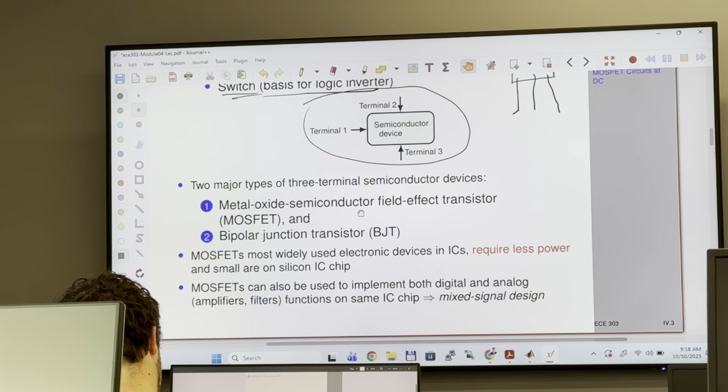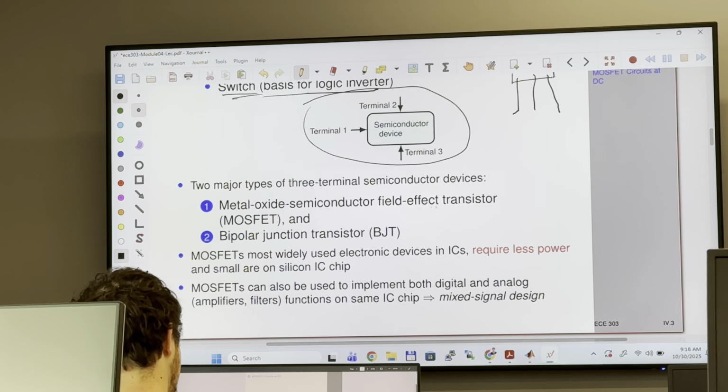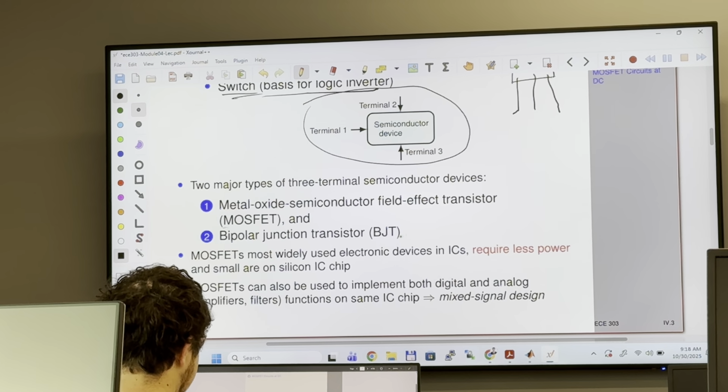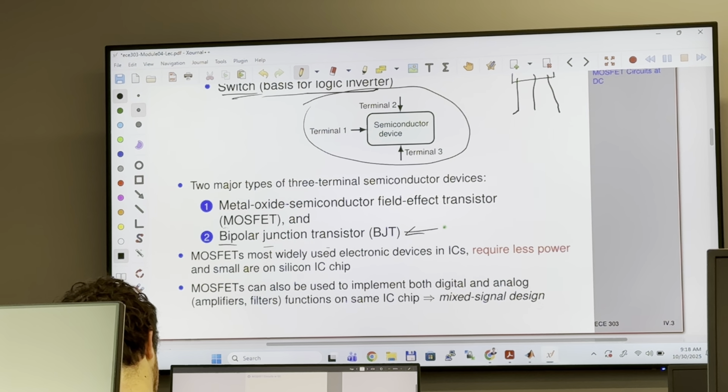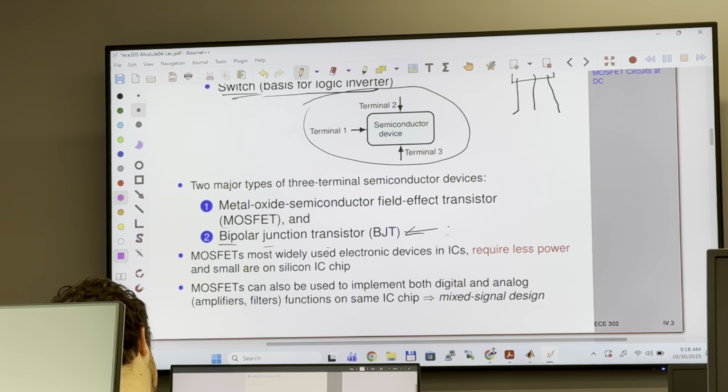Now, there are 2 major types of 3-terminal semiconductor devices. One is called MOSFET, metal oxide semiconductor field effect transistor. That is the elaboration for MOSFET. And another 3-terminal device is called BJT, bipolar junction transistor. This is going to be covered in chapter 6.